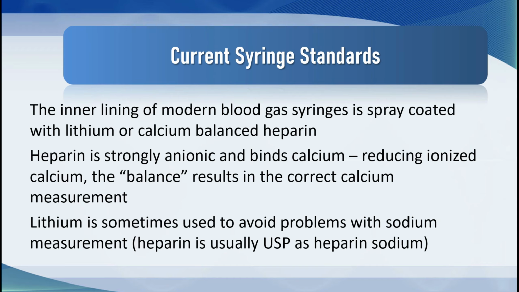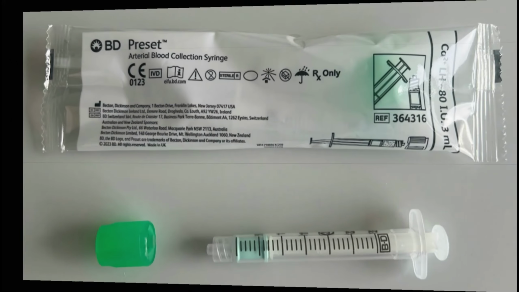The inner lining of modern blood gas syringes is spray coated with lithium or calcium balanced heparin. Heparin is strongly anionic and it binds calcium. That will reduce the ionized calcium. So the additional bit of calcium that's put in there with the heparin balances the results so that you get correct calcium measurement. Lithium is sometimes used to avoid problems with sodium measurement. Heparin is usually used as heparin sodium.